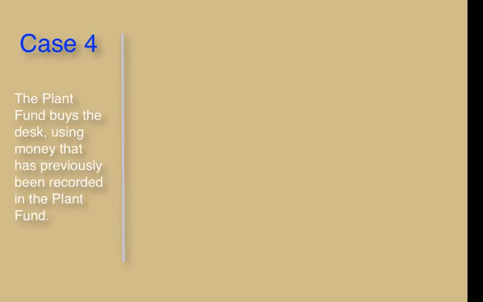Let's move on to Case 4. In Case 4, the money for the purchase of the desk comes from the plant fund, using resources that have been previously recorded in the plant fund. This is the simplest and purest of all plant fund entries because the operating fund is not involved at all. The first entry will be, of course, in the plant fund.